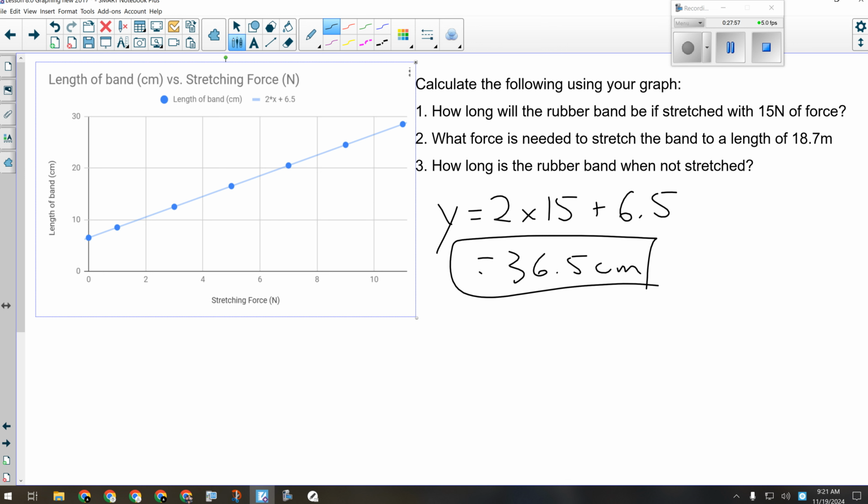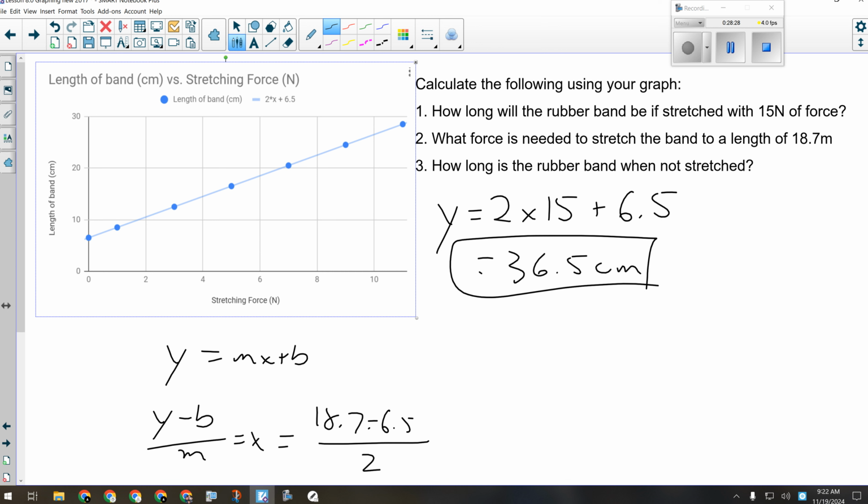Everyone all right with that? Okay. What force is needed to stretch the band to 18.7? That should be centimeters. What do we need to do there? Solve for y or x? Solve for x. We're looking for force. Okay, so y equals m times x plus b. We're going to subtract b from both sides, divide by m. That'll give us x. So we will have then the 18.7 minus 6.5, divided by 2.